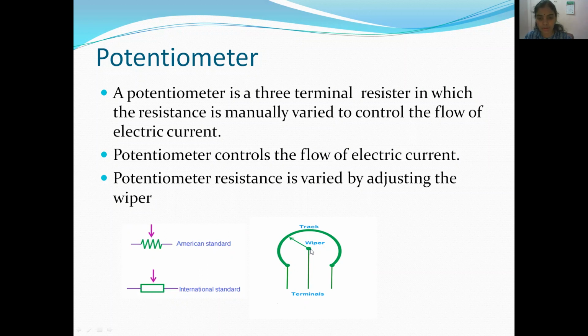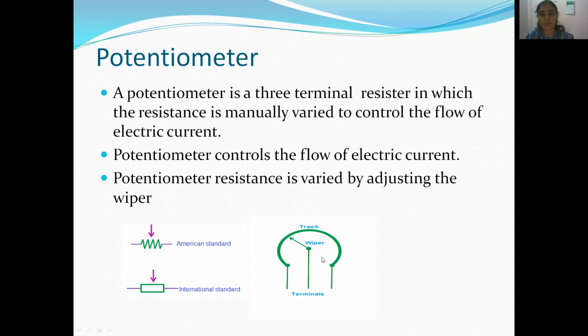See this diagram? In this diagram, three terminals here. The potentiometer consists of three terminals, among which two are fixed and one is variable. The two fixed terminals of the potentiometer are connected to both ends of the resistive element called the track. And the third terminal is connected to the sliding wiper. The wiper that moves along the resistive element varies the resistance of the potentiometer.